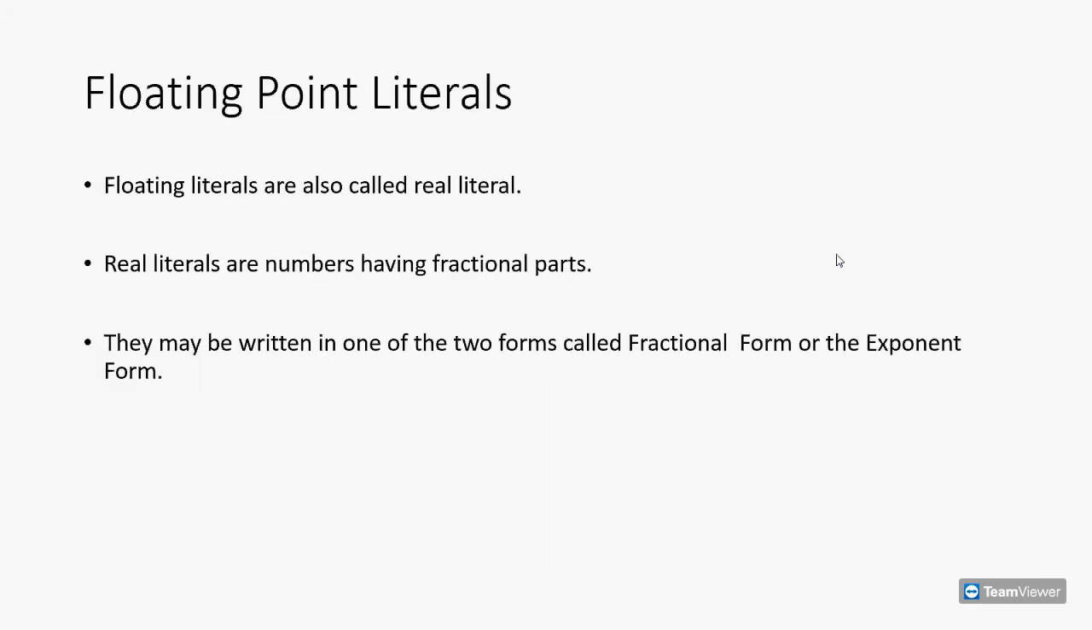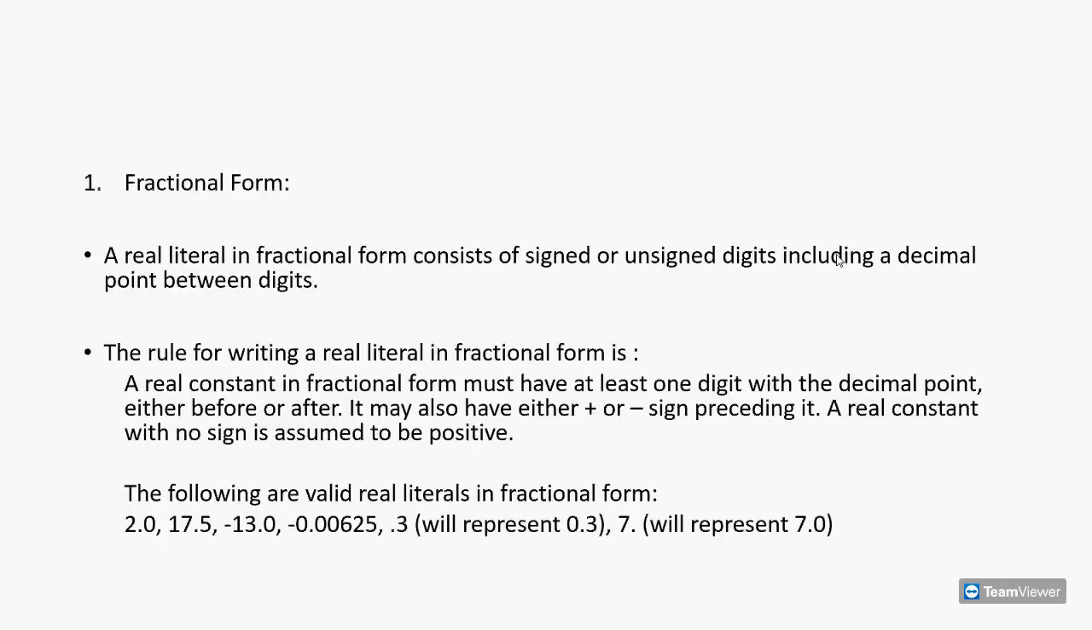Now let's look at floating point literals. The floating literals are also termed as real literals. Real literals are numbers having fractional parts. They may be written in one of two forms, which are the fractional form or the exponent form. So let's take a look at the first form, that is the fractional form. A real literal in fractional form consists of signed or unsigned digits, including a decimal point between digits.